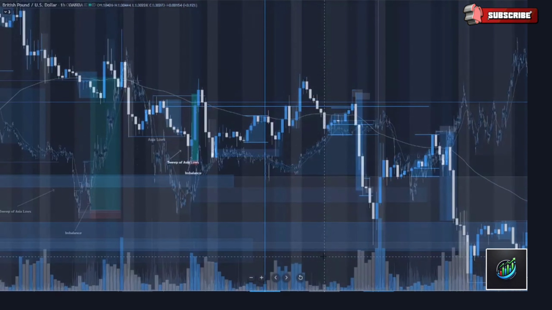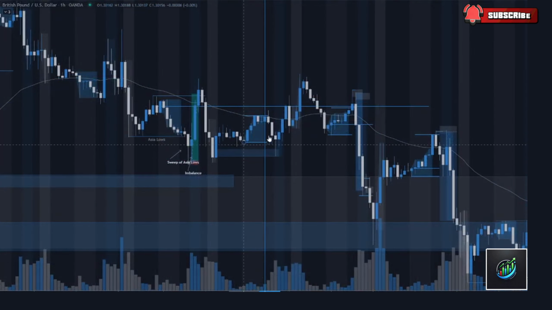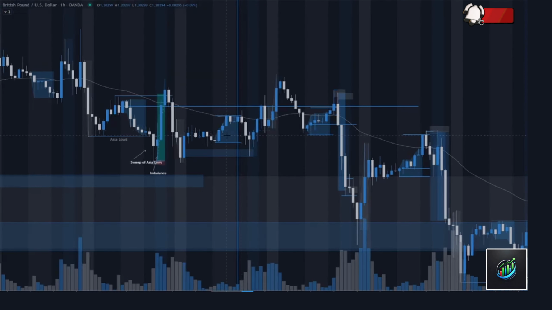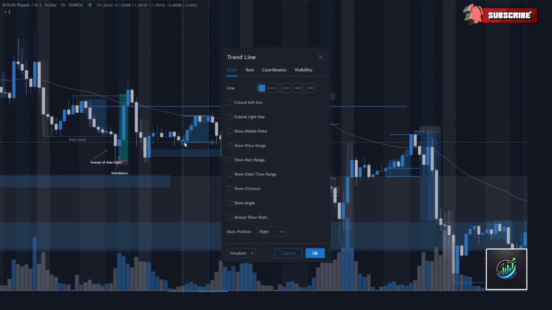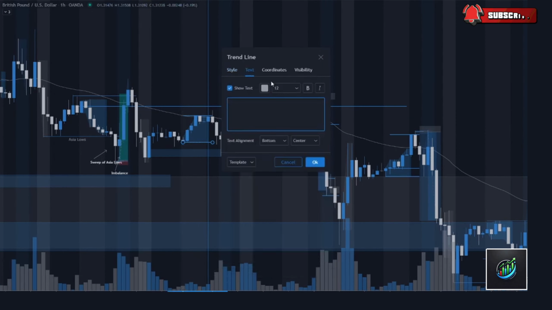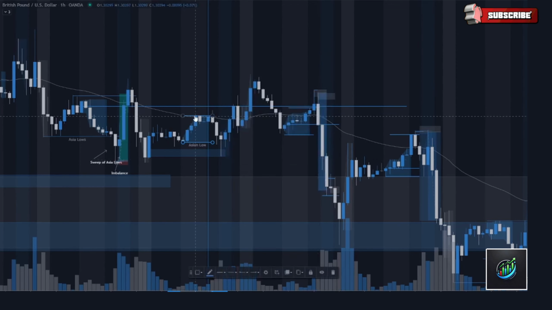Moving on to our second case study within cable, shortly after in the next Asian session on the following day, we can see we've printed in the Asian low and the Asian high.